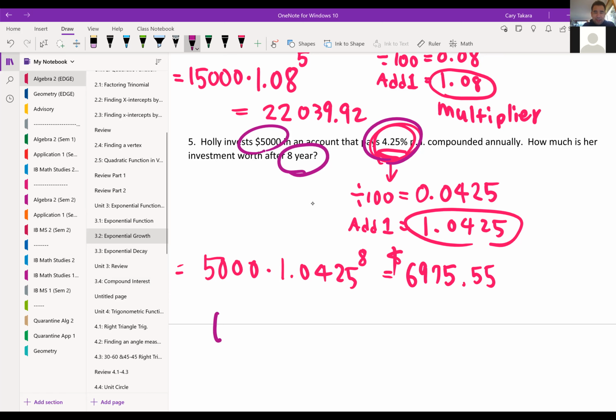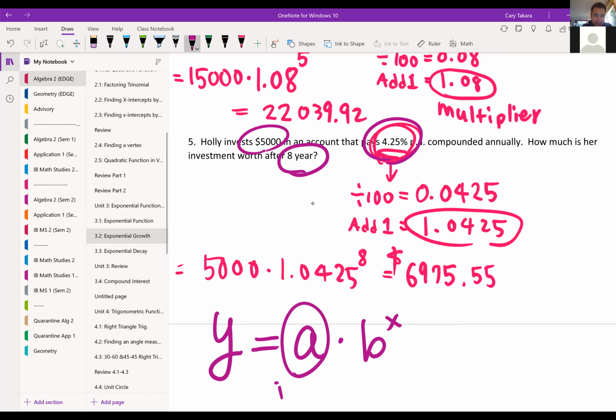And then the exponential function follows y equals a times b to the x power. Remember that? A represents the initial value, whatever you're starting with. And in this case, it's 5,000, right? That's why 5,000 is there. And b is the rate.